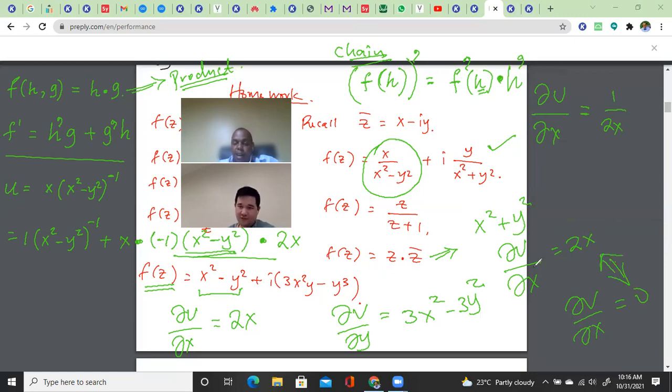And do you remember we already saw earlier that z bar is not analytic? We saw it last time. We saw it again, that z bar is not analytic. Whenever you have a z bar in your problem, you can just say it's not analytic, because z bar is not analytic.